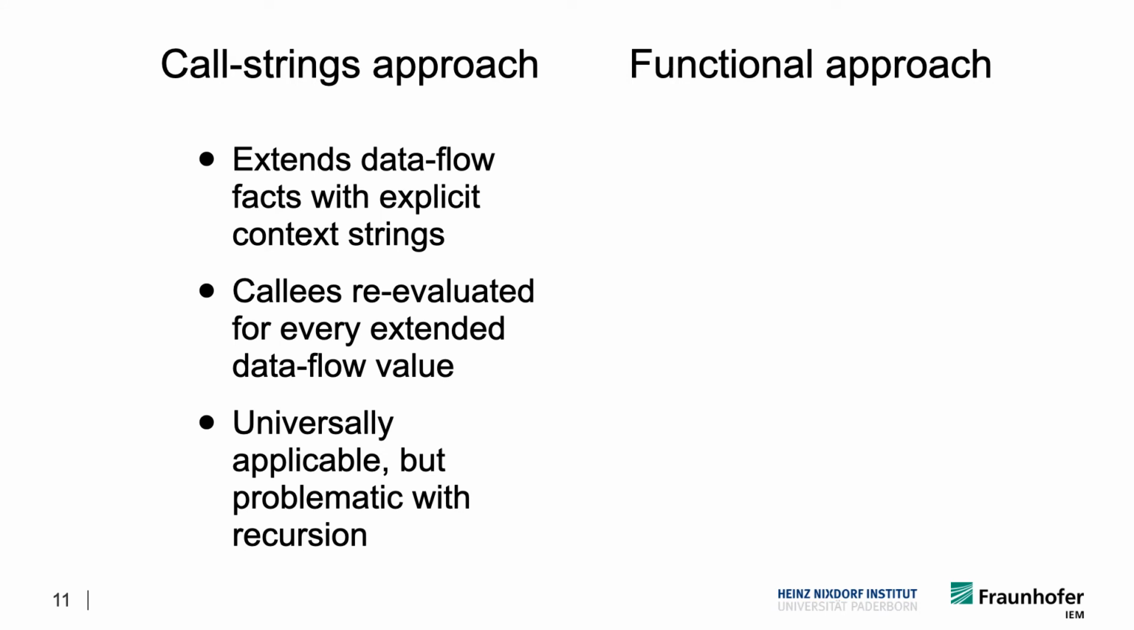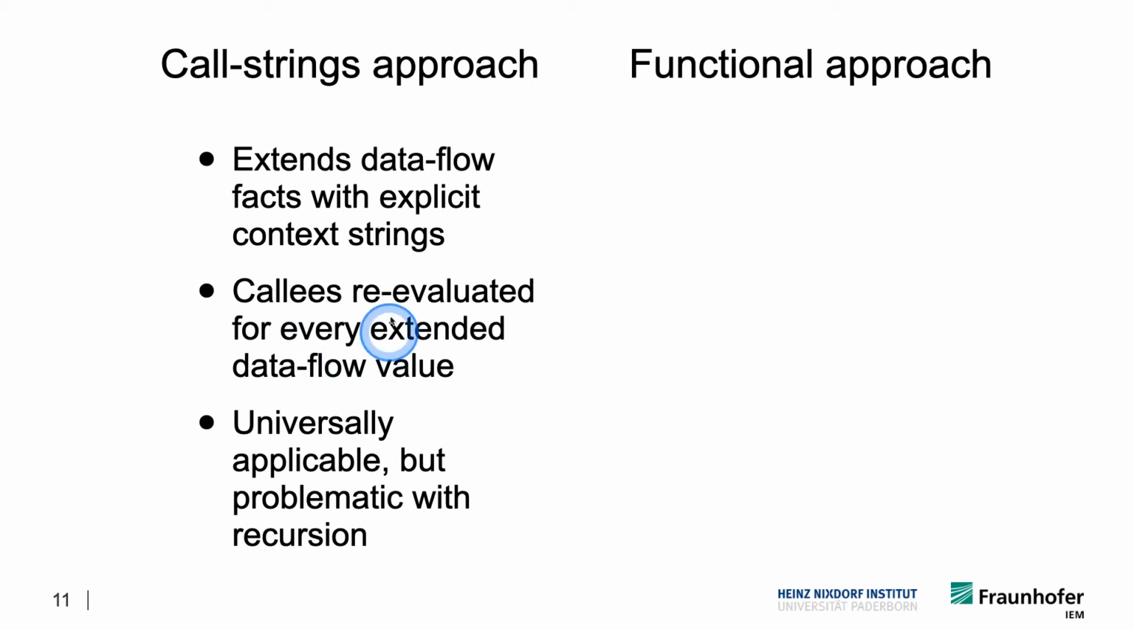So in the call strings approach, the main idea is that we want to extend data flow facts with explicit context strings. We'll be seeing context strings in a minute. Basically, they are an explicit representation of call frames. They encode information about what methods are currently on the call stack. And therefore, they tell for any given data flow fact where it originates from, which procedures it comes from, and where it needs to be returned to.